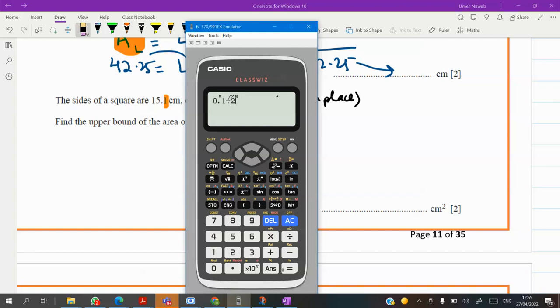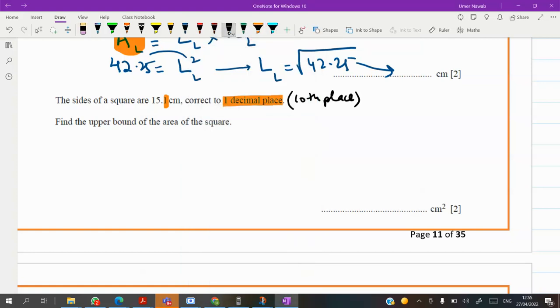0.1 divided by 2. What is the answer? 0.05. So you have to add 0.05 or subtract 0.05 from the result. So the lower bound and upper bound are 15.10. It should be 15.05 is the lower bound, and 15.15 is the upper bound.